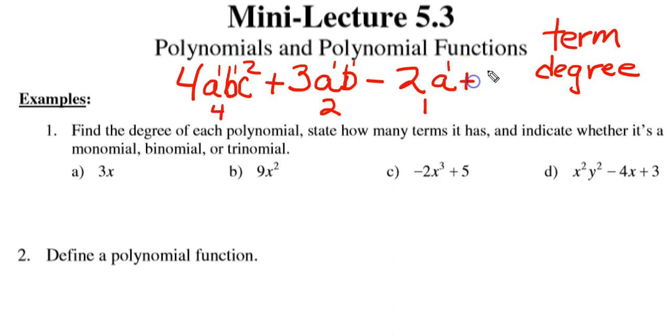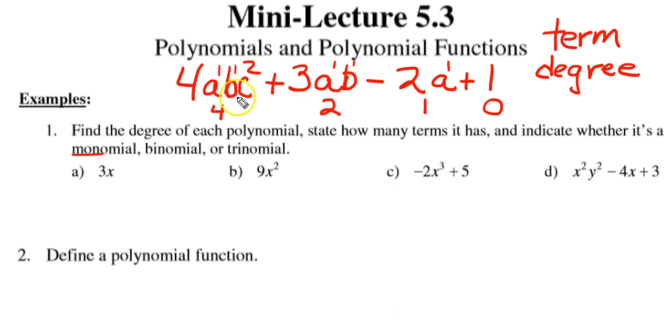And we can add, just make it another term. How about a term like this, in which there is no variable? Well, we say the degree of that is 0. So this is a 4-term, what we call polynomial. Now, there are other words to describe polynomials. If there's only 1 term in there, it's a monomial.